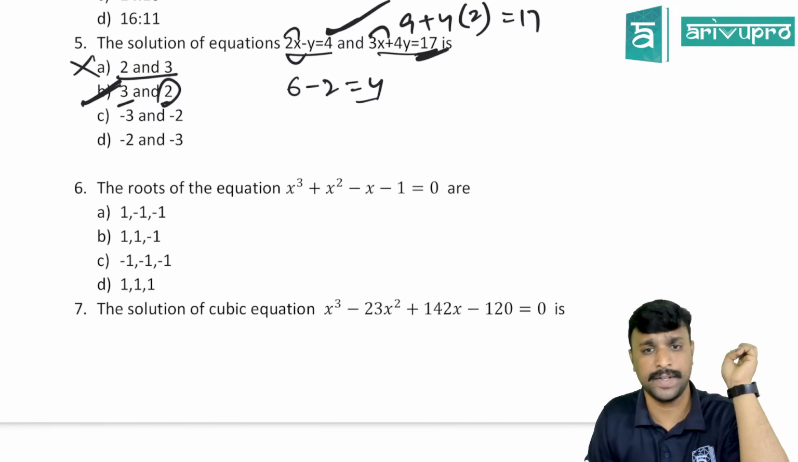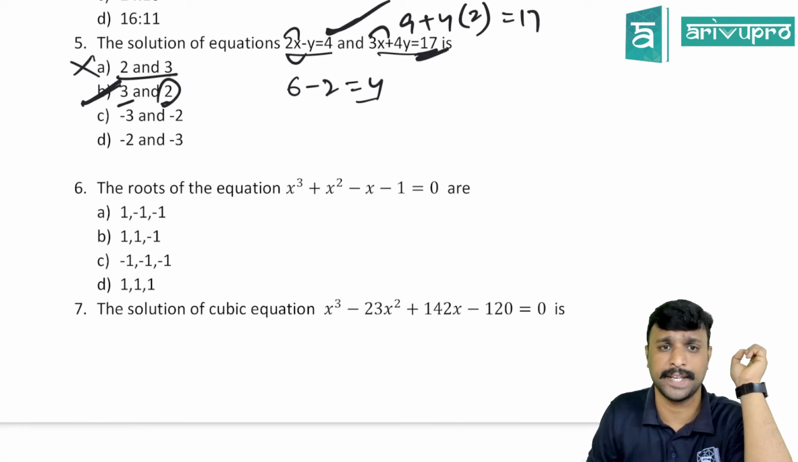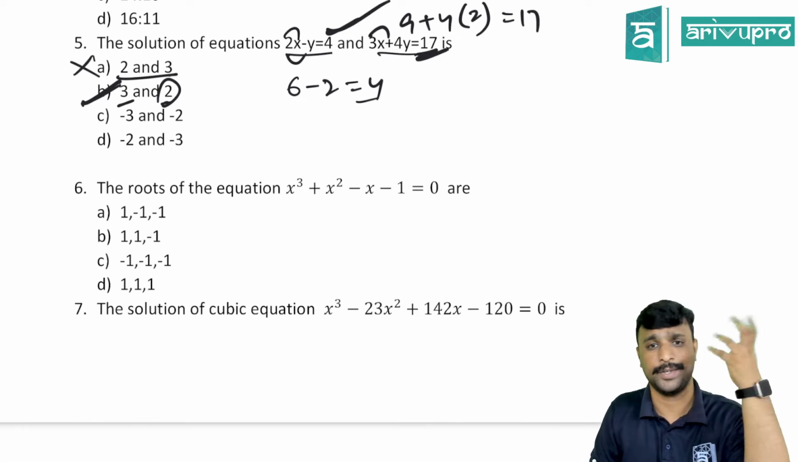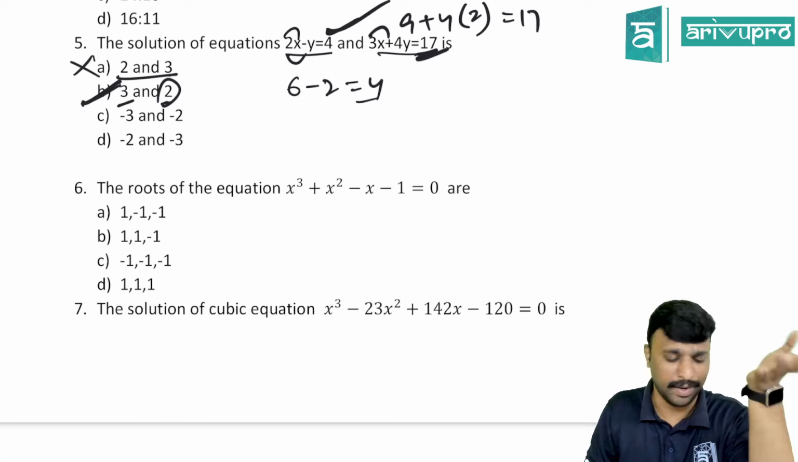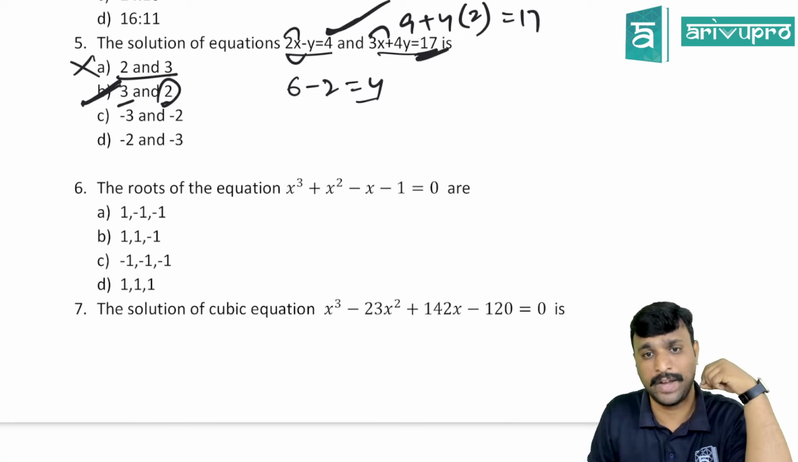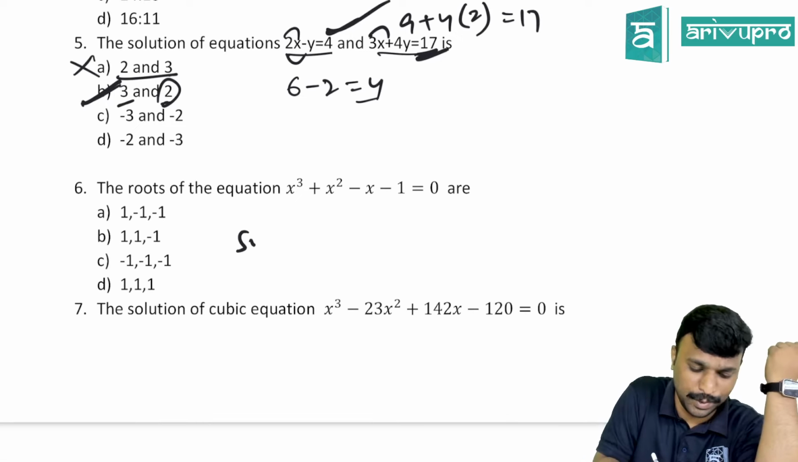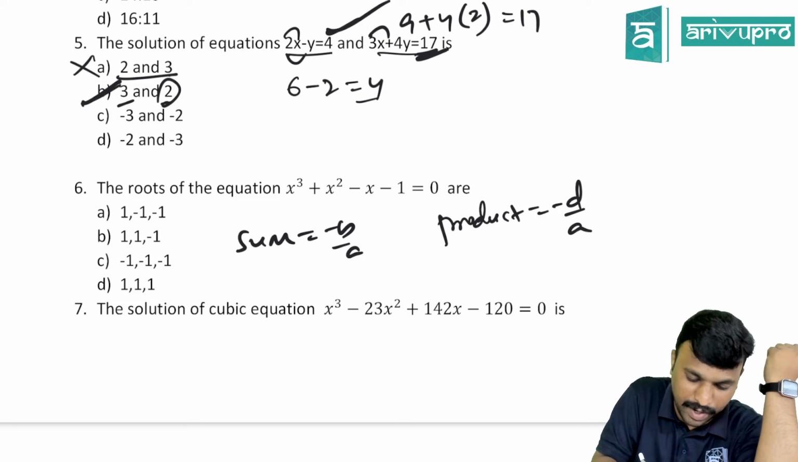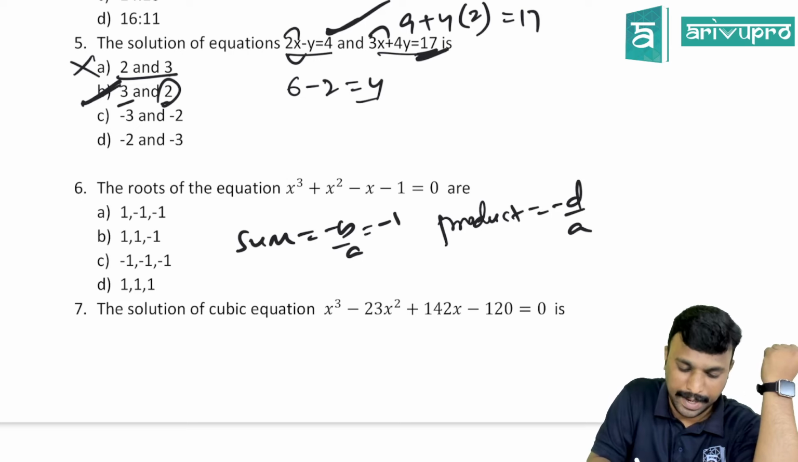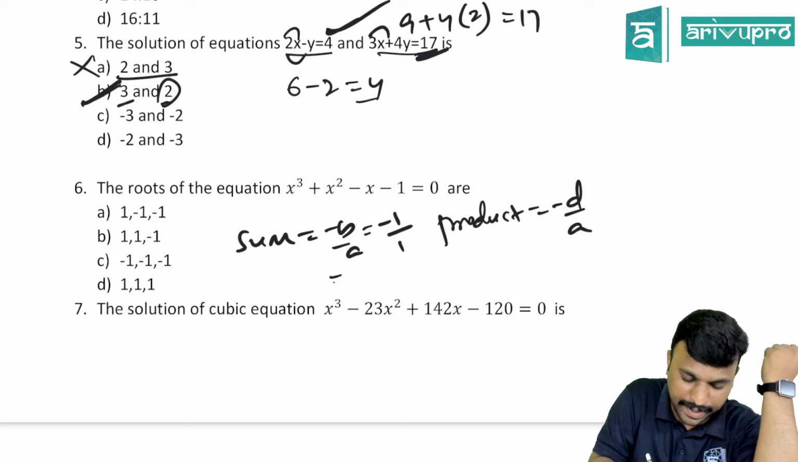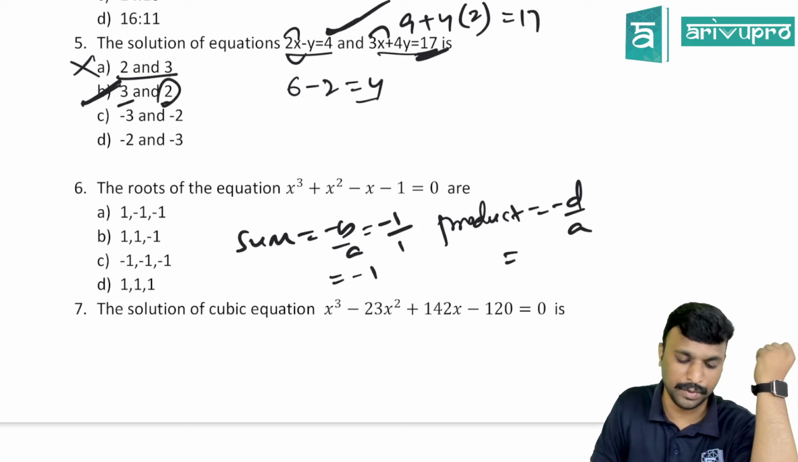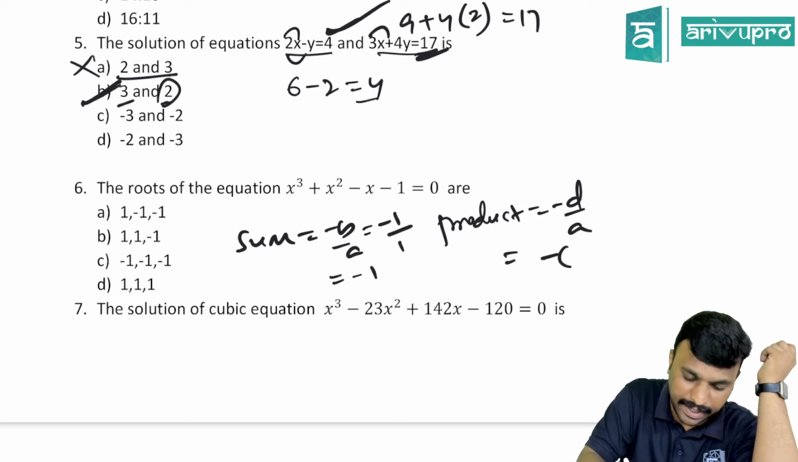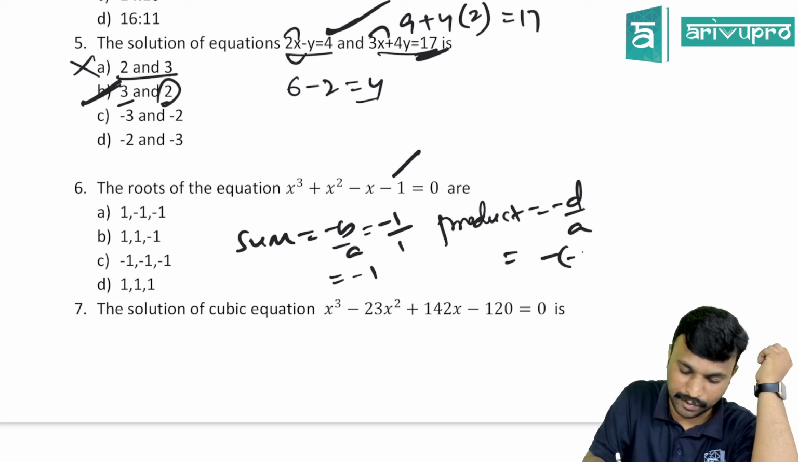Question number 6. The roots of the equation x cube plus x square minus x minus 1 equal to 0 are. Guys, you know how to solve a cubic equation. When options are there, you just solve it by option hitting method. So sum of the roots is minus b by a, and the product of the roots is minus d by a. So therefore sum is what? Minus 1 divided by a is 1. So minus 1 is the sum of the roots, and product of the roots minus d by a. And d is basically negative 1. So minus of minus 1 divided by 1, which is nothing but plus 1.